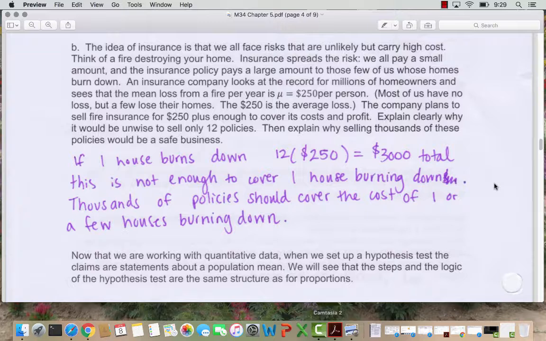We want to explain why it would be unwise to sell only 12 policies. If one house burns down, 12 times $250 is $3,000 total that the company is going to take in from selling these policies. This is not enough to cover one house burning down. However, thousands of policies should cover the cost of one or a few houses burning down. So to spread out the loss, the company needs to sell many thousands of policies.